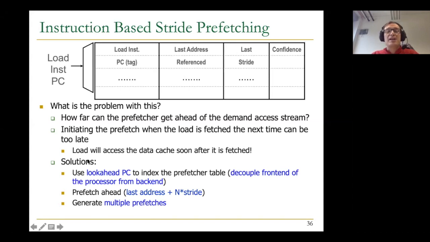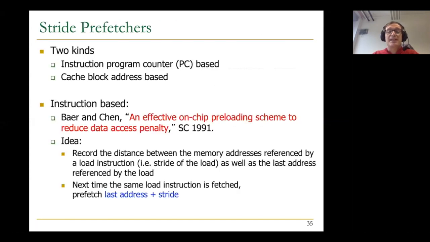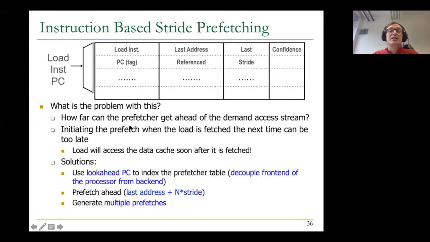And these folks, Chen and Baer, a seminal paper that introduced program counter-based stride prefetching, also introduced what is called a look-ahead PC. I'm not going to talk about this as much. They basically said, we want to be even more clever. We want to decouple the front end of the processor from the back end and run the front end faster, such that we can get to PCs earlier, meaning the fetch engine doesn't need to be coupled to the backend engine, right? You could keep fetching instructions while the backend is stalled, as long as you have a queue large enough to buffer the instructions. This is called a decoupled fetch engine.